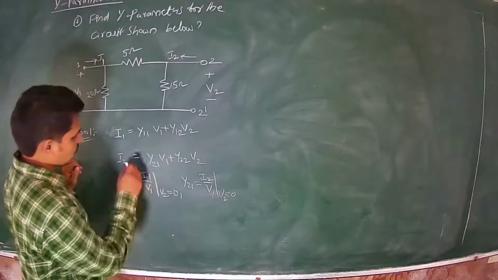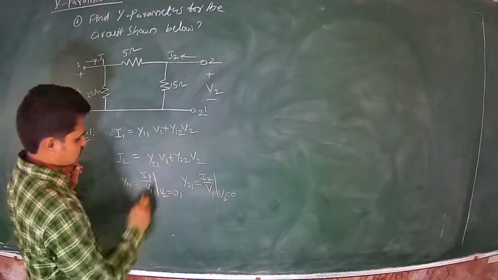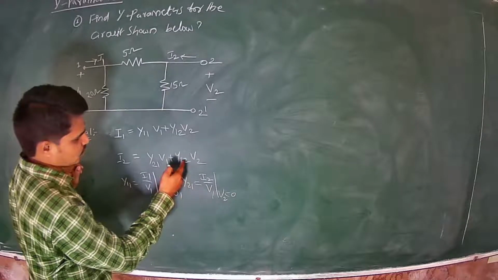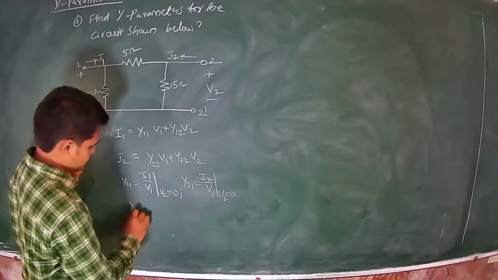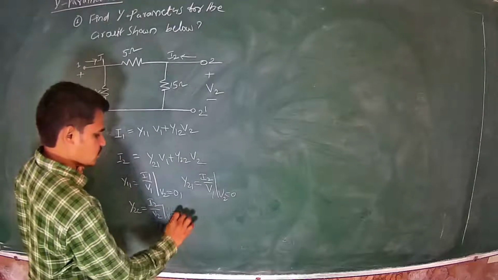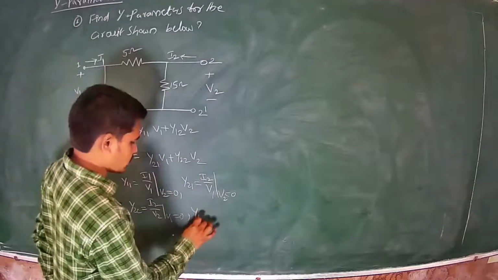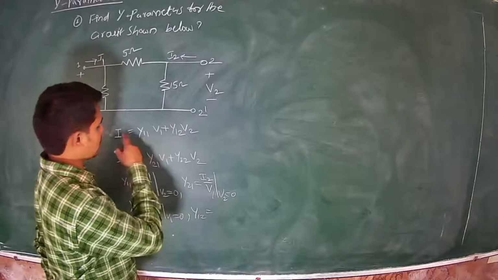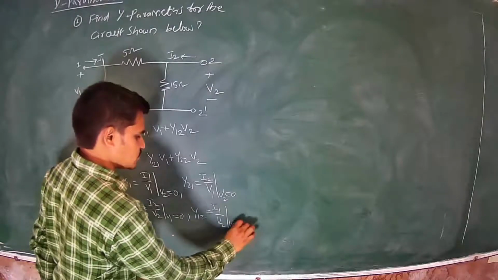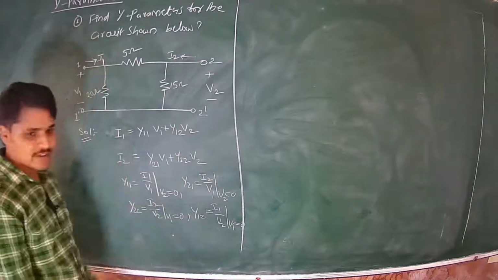Next, I have to find these two parameters, Y12 and Y22. So I am making V1 0. When V1 is 0, Y22 is equal to I2 by V2. Then V1 equal to 0. And when V1 is 0, you have to find Y12. Therefore Y12 equal to I1 by V2, with V1 equal to 0. So these are the Y parameter equations.